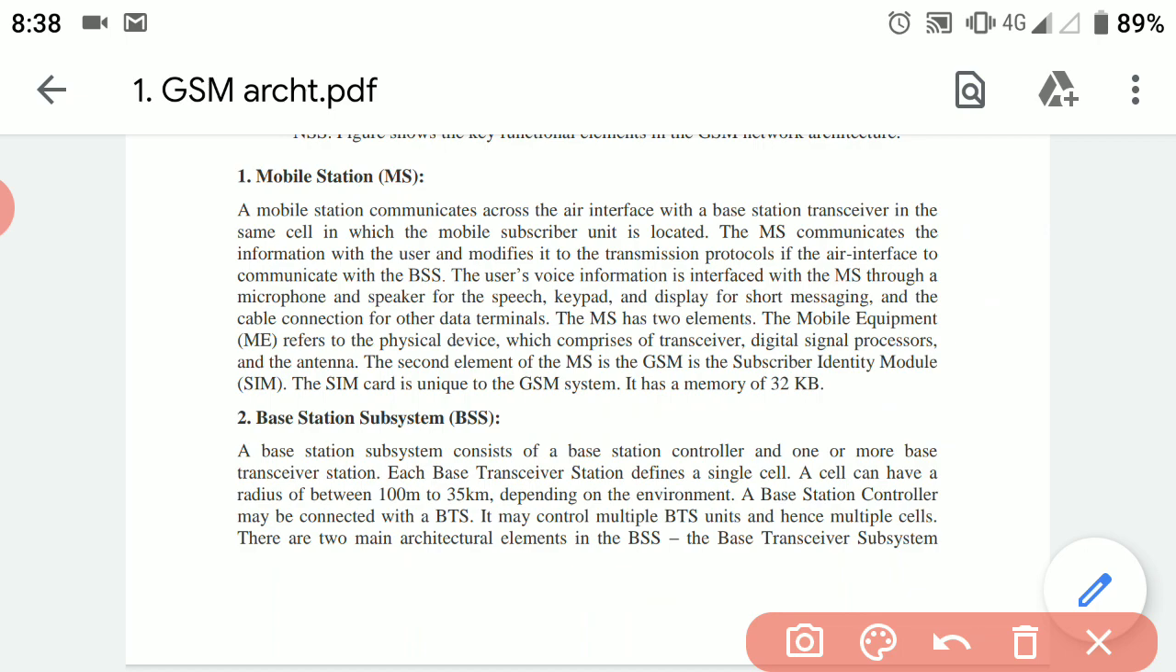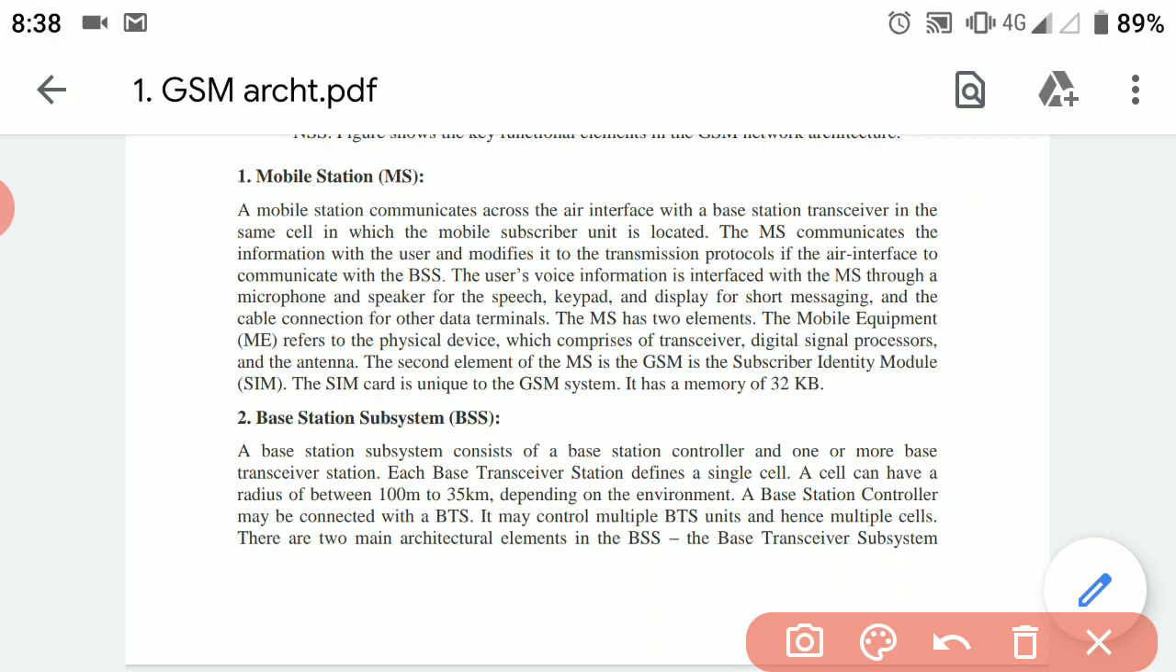The MS communicates the information with the user and modifies it to transmission protocols of the air interface to communicate with the BSS. Now this communication is actually allowed by following all transmission protocols, that is the communication between two users.